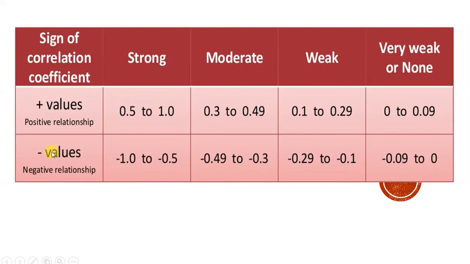At negative values, a negative relation will be found. It is a strong relation at -1 to -0.5. The negative relation is moderate when its value lies between -0.49 and -0.3. A weak negative relation is present when its value lies between -0.29 and -0.1, or very weak or none is present when the value lies between -0.09 and 0.